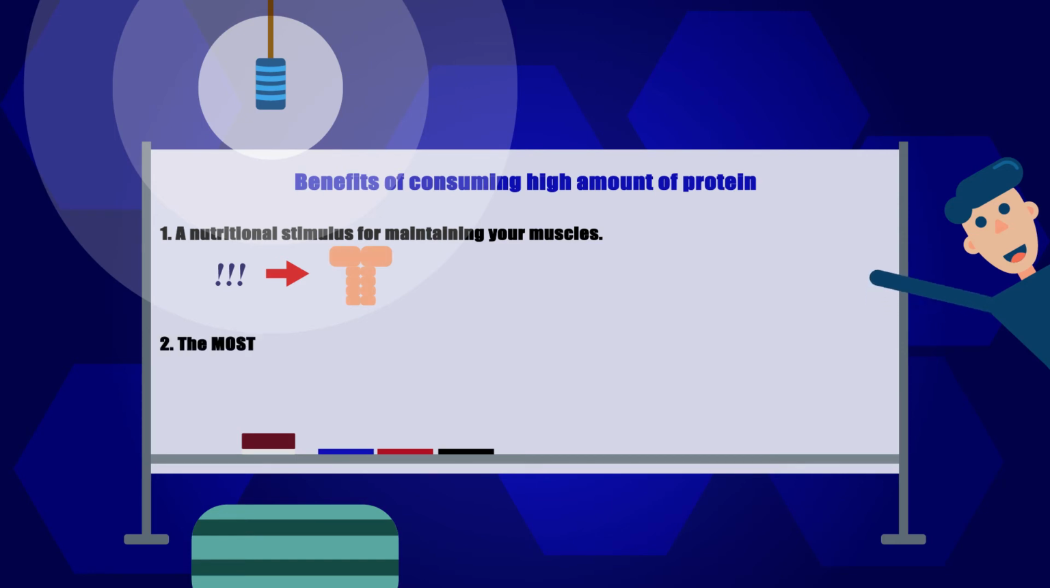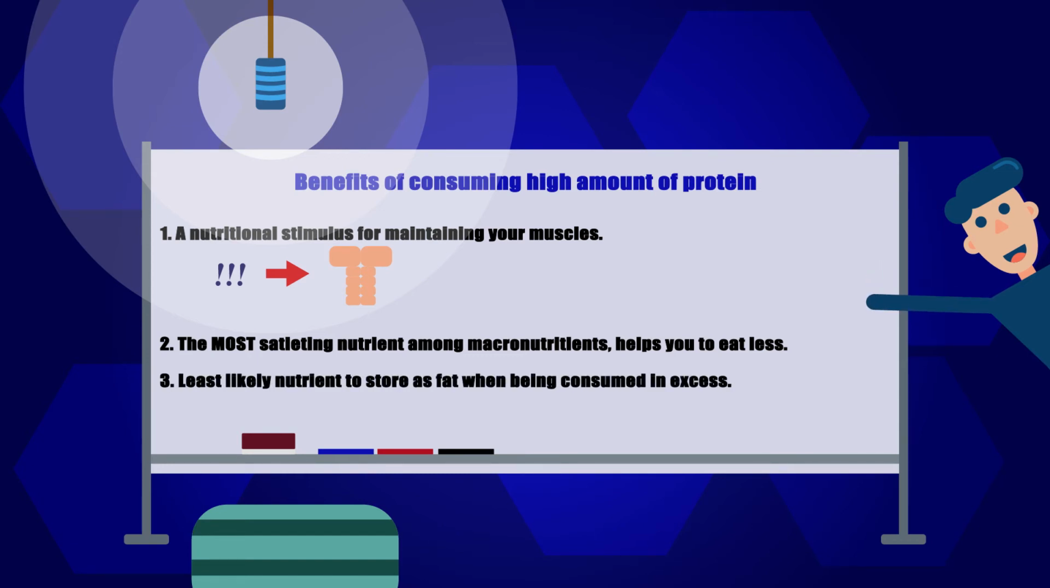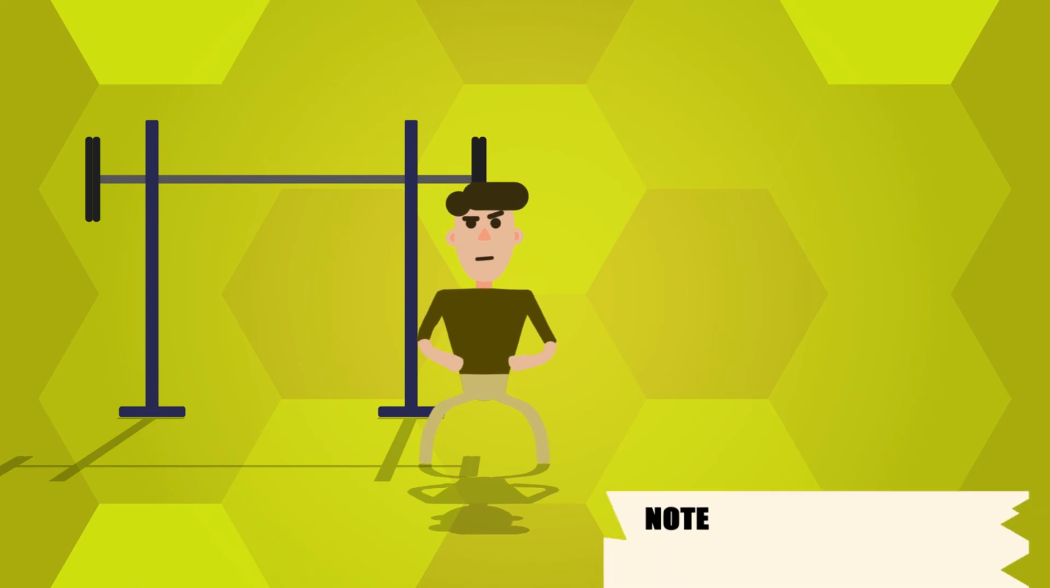Second, protein is also the most satiating nutrient, which means it could make you feel full longer than carbs or fat do, let alone saying that it is also the least likely nutrient to be stored as fat, even if you are consuming it in excess. So, how many grams of protein should you be consuming? No need to worry.